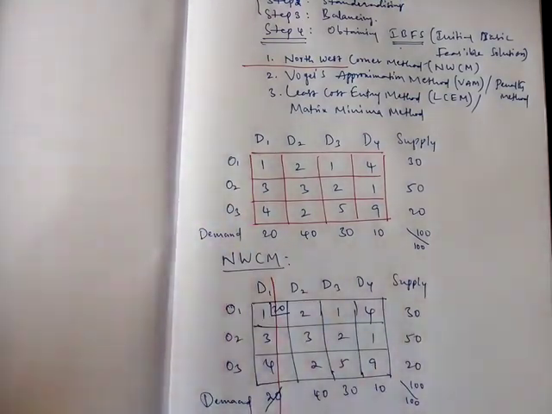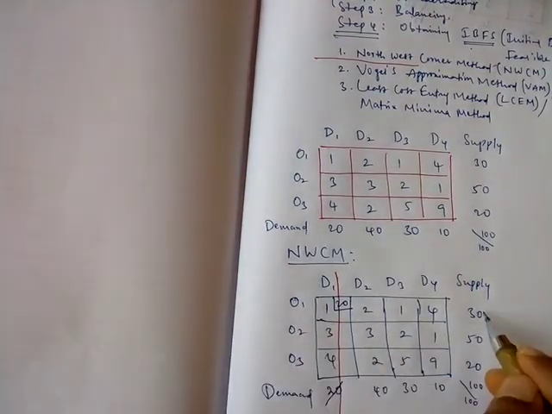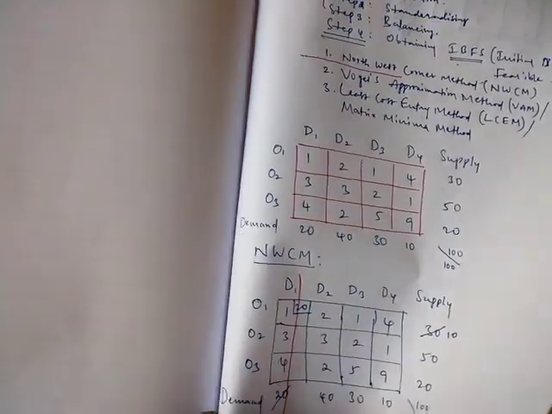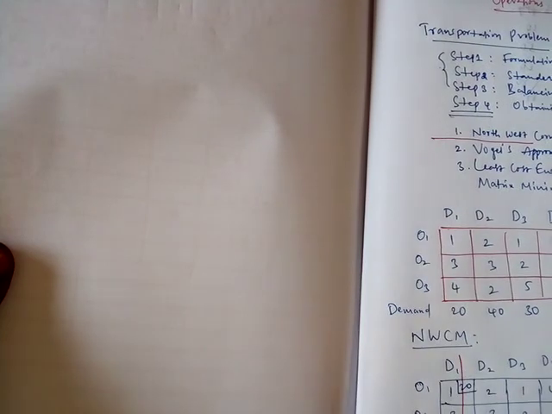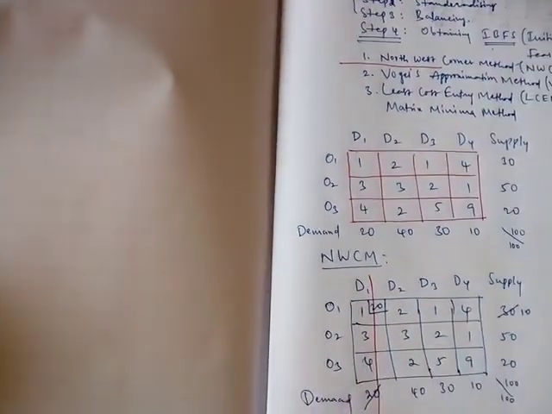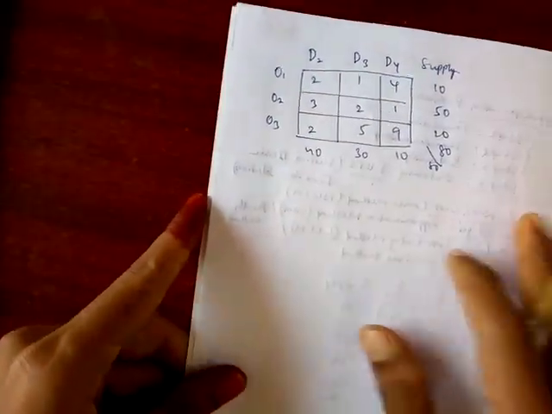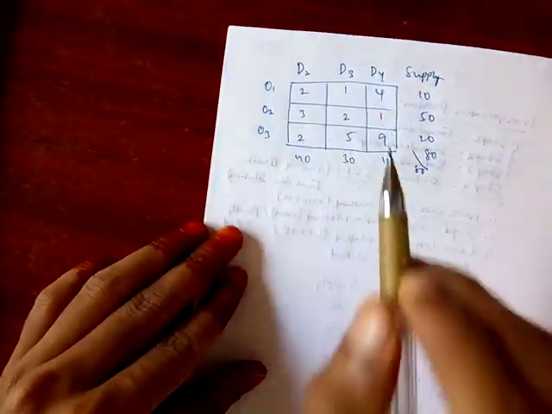Let us see the next iteration. When 20 is allotted here, only 10 will remain. So in the next iteration the table will be something like this. The column D1 got cancelled because 20 got allotted here. So D2, D3, D4, O1, O2, O3 will be there, with costs 2, 1, 4 and so on.